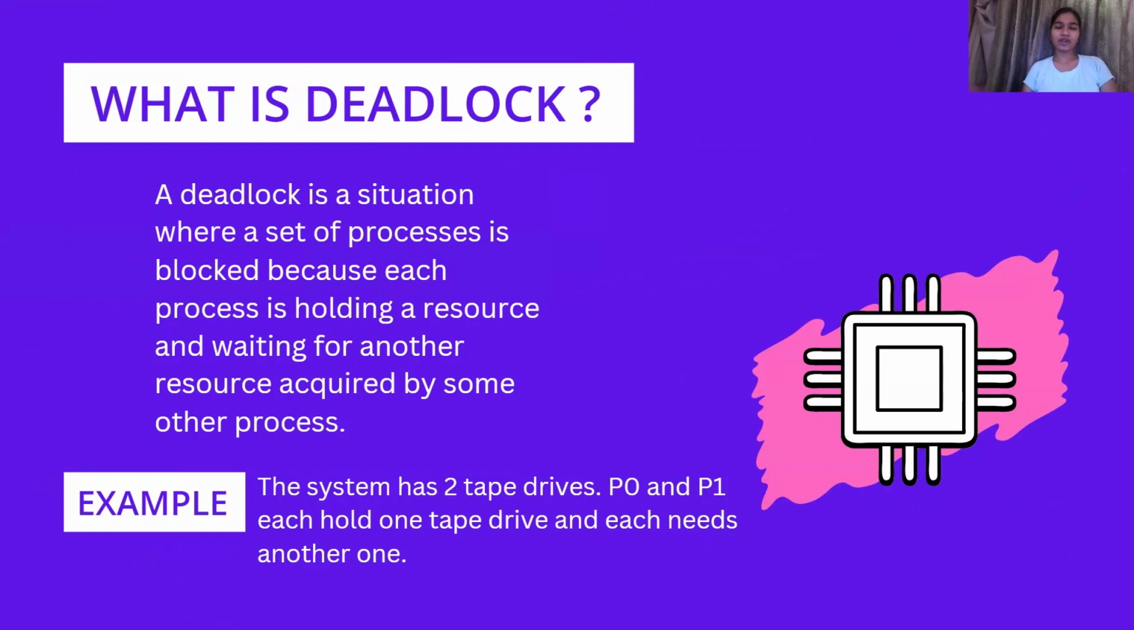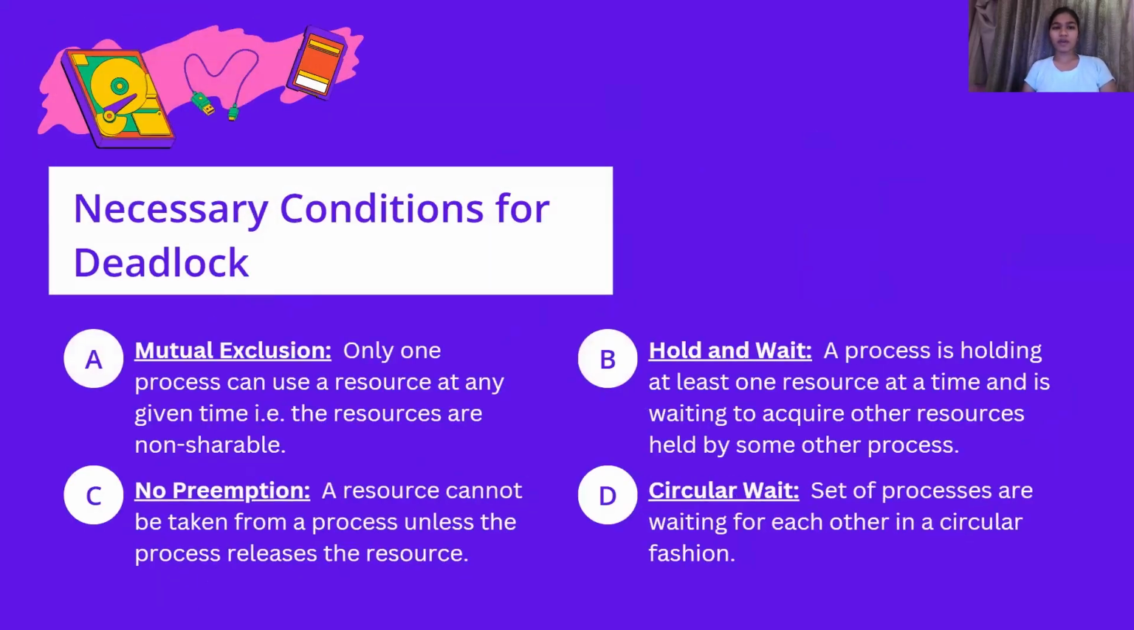Consider a simple situation when two trains are coming towards each other on the same track and there is only one track. None of the trains can move once they are in front of each other. Similarly, the system has two tape drives, process P0 and process P1. Each holds one tape drive and each needs another one. A deadlock situation can arise if the following four necessary conditions hold simultaneously.